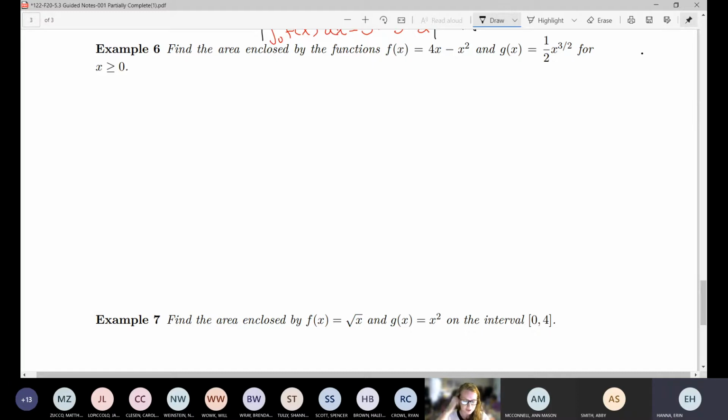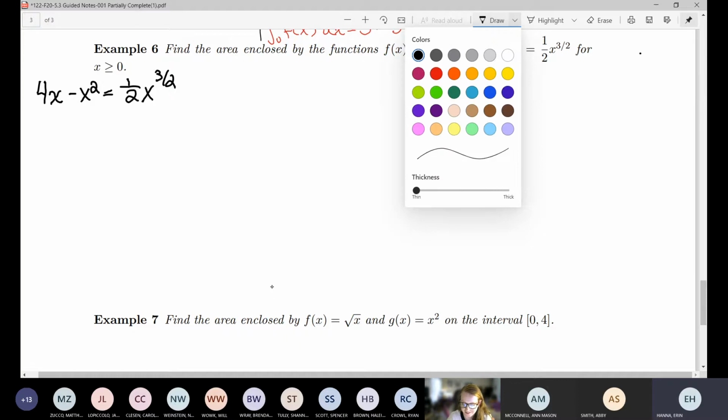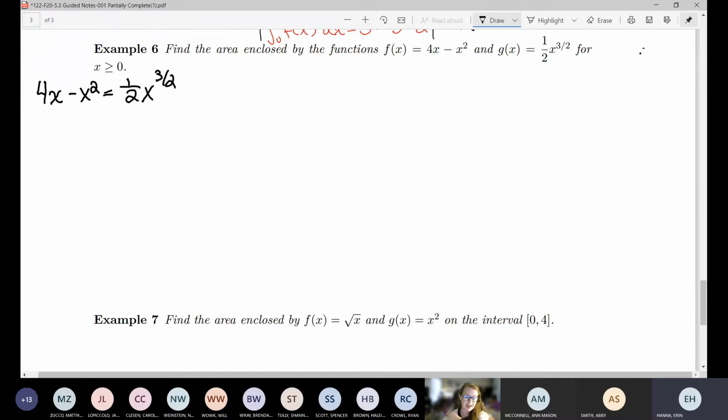But anyway, so we've got these two functions, 4x minus x squared and 1/2 x to the 3/2. No matter what two functions you're working with, the first thing we need to figure out is where they intersect. So we need to set these two functions equal to each other. In this specific case, we actually can't do that by hand. I actually don't know how to do that by hand.